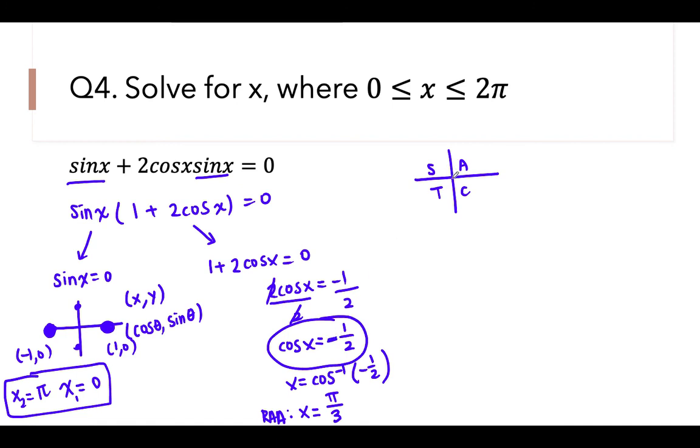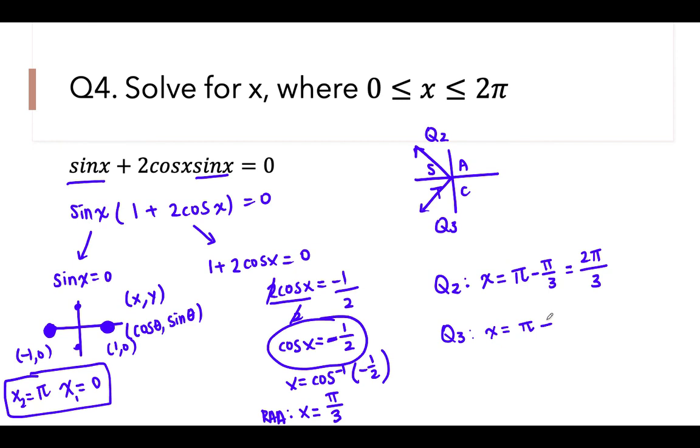It will be negative in quadrant 2 and in quadrant 3. So for quadrant 2, x is equal to pi minus the related acute, which is pi over 3, and that will give me 2 pi over 3. Now for quadrant 3, it's going to be pi plus my related acute, pi over 3, so it's going to be 4 pi over 3.